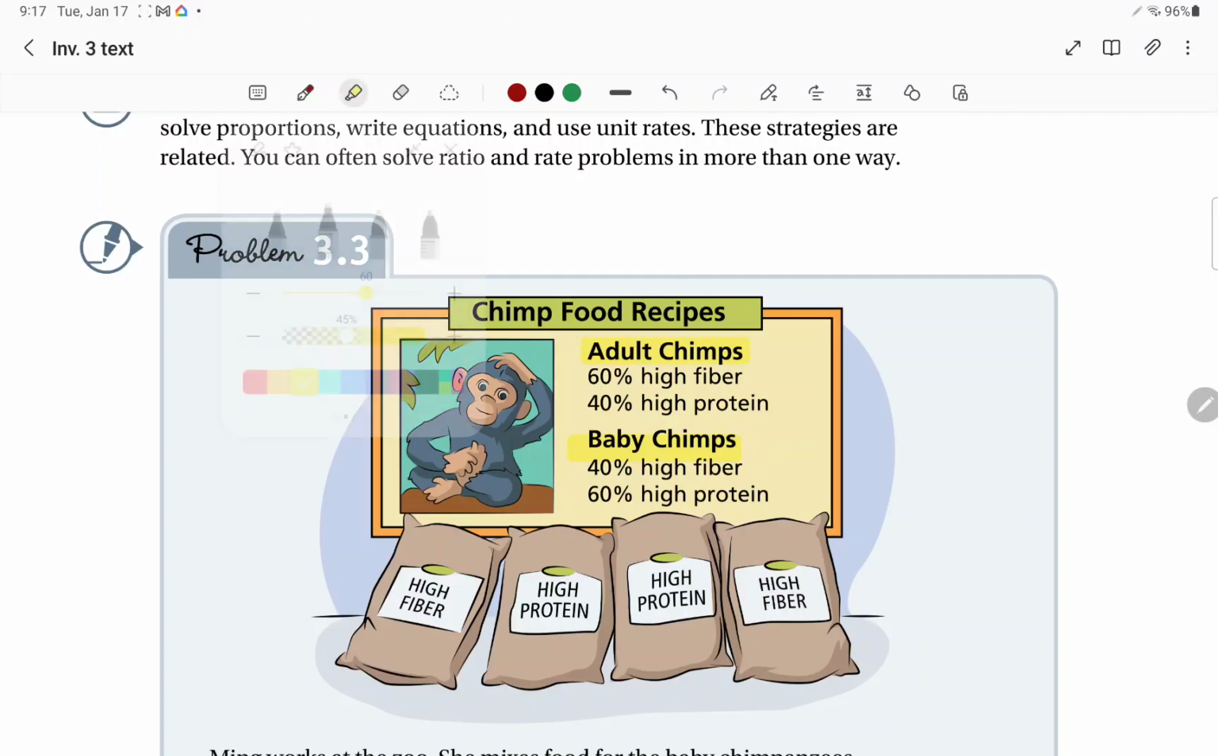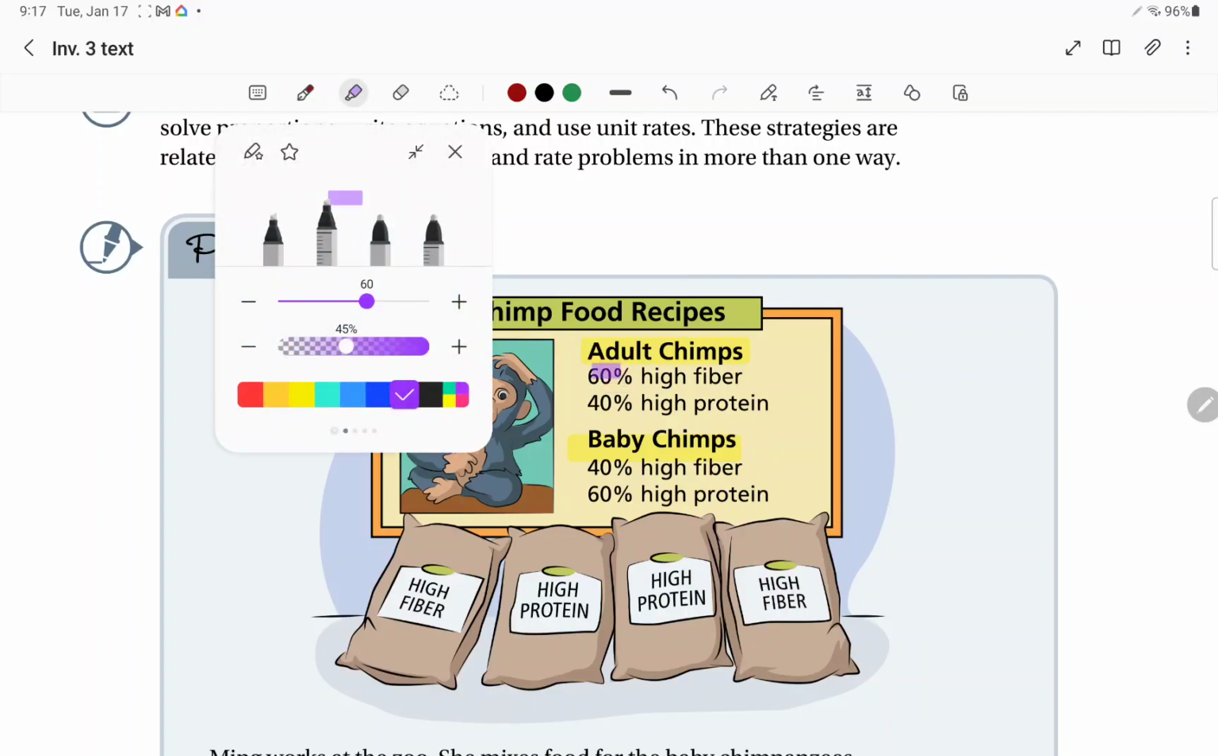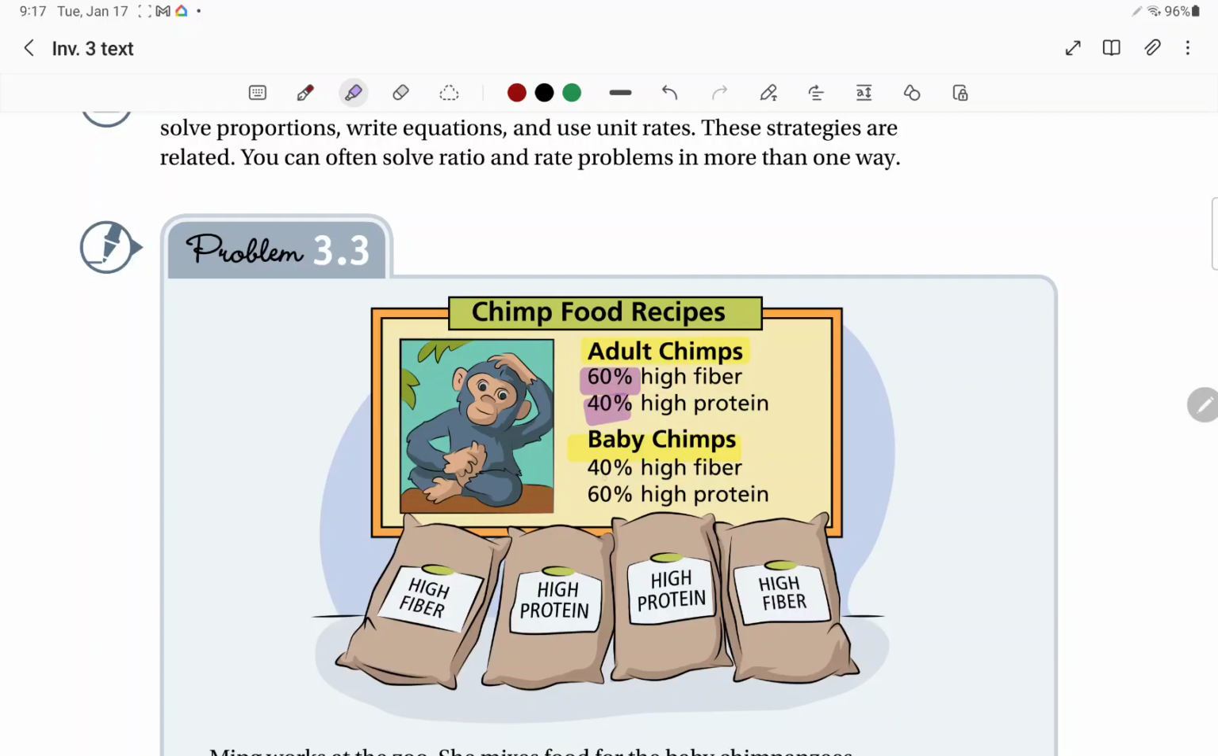Adults, you might find this funny, but adults are going to need more fiber than protein, and kids are going to need more protein than fiber. Okay? So it tells you how much of their diets needs to consist of those two things. And there's different high fiber, high protein foods that you need to mix together in order to feed them.